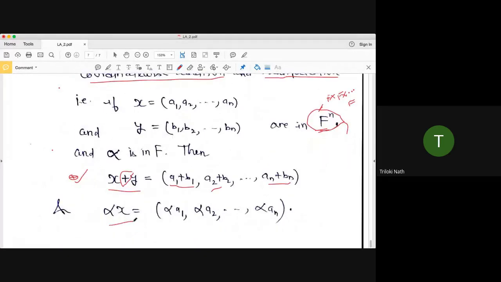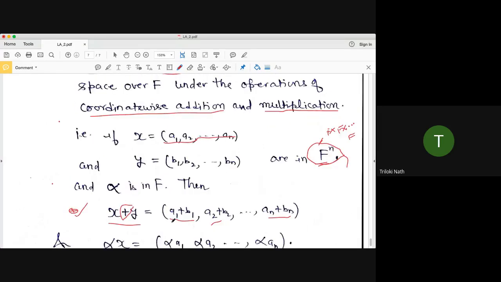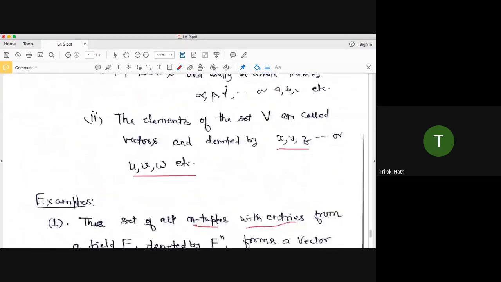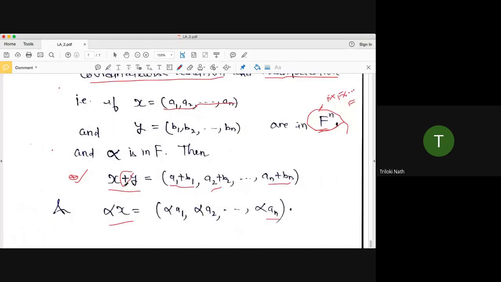And scalar multiplication means if you multiply by any scalar alpha, an element of the field F, any n-tuple x, you multiply each and every coordinate, each and every component of the n-tuple x, that is alpha a1, alpha a2, and so on, alpha an. So you can verify that all these 10 properties of the vector space are satisfied with respect to this vector addition and this scalar multiplication, right? I hope it is clear to everyone.